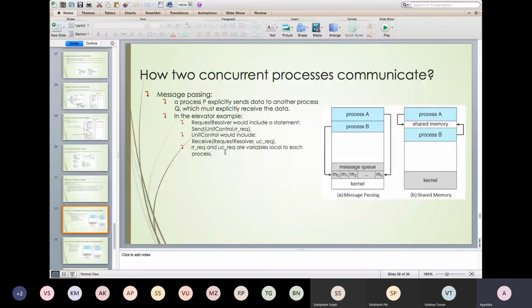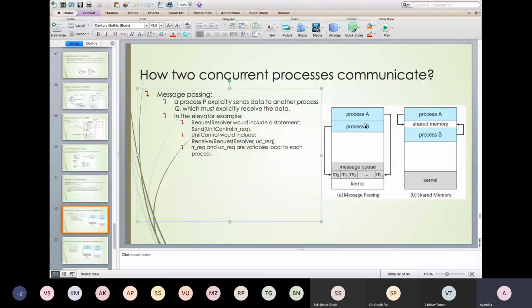Now the question is, how do these two concurrent processes communicate? My pedestrian FSM will generate a pedestrian action, some value, which I will write so that my traffic light controller FSM can also take that value and use it. For that, there are two ways. One is called message passing. Message passing is like data transfer, information transfer.